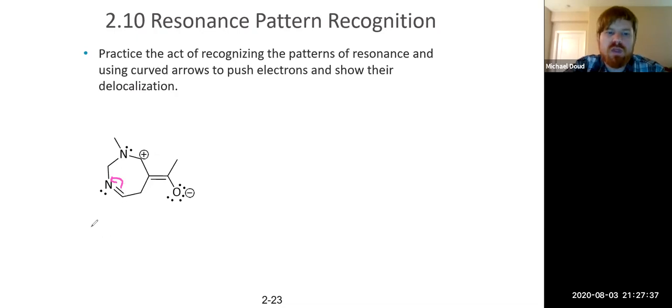The last pattern would be aromatic, but we don't see a benzene ring. Again, we would look specifically for a six-membered ring that has three alternating double bonds. So just keep that in mind. Okay, that's some fun practice. Again, get used to it.